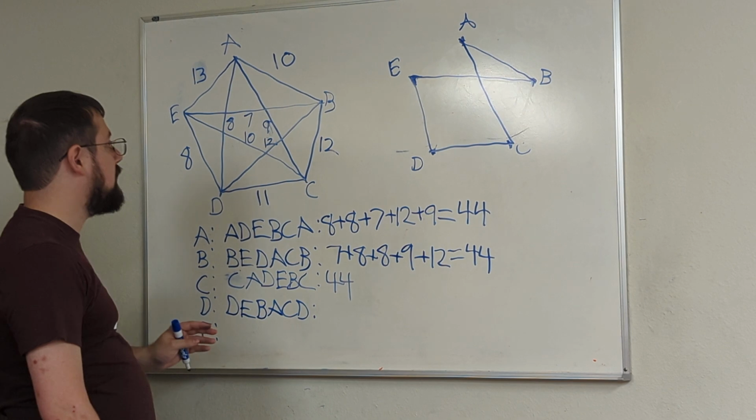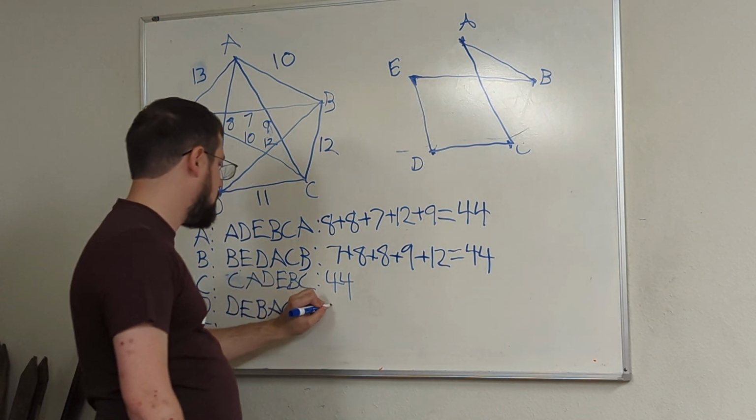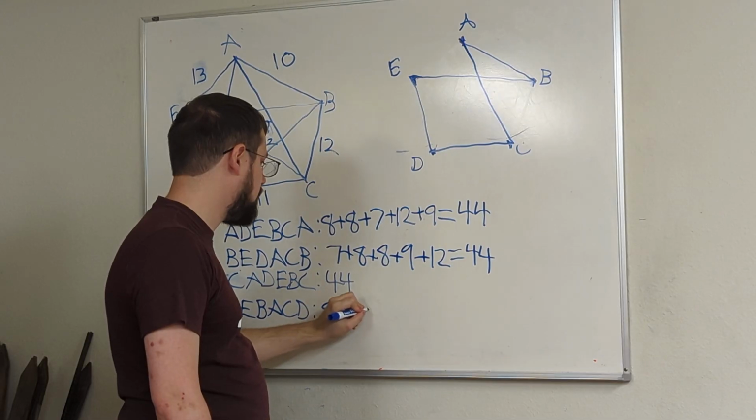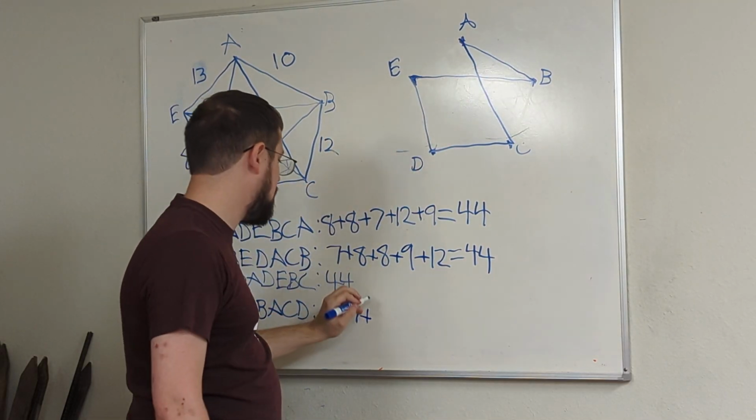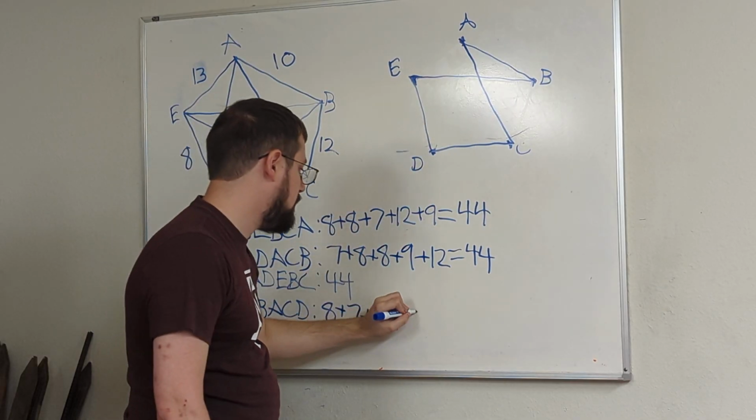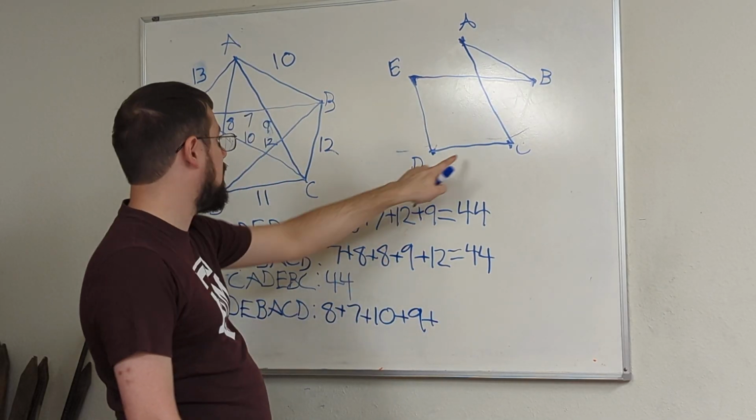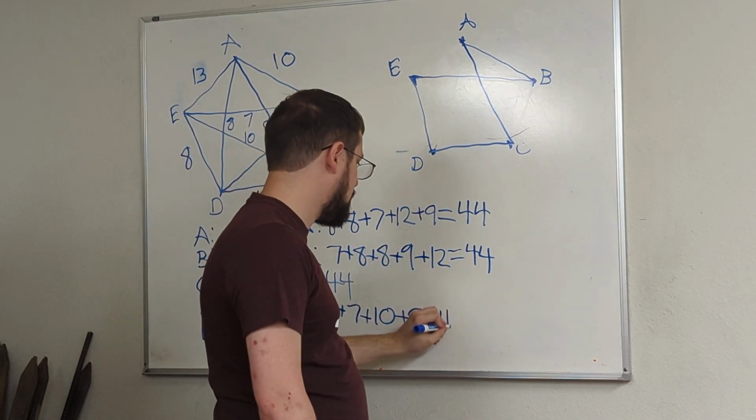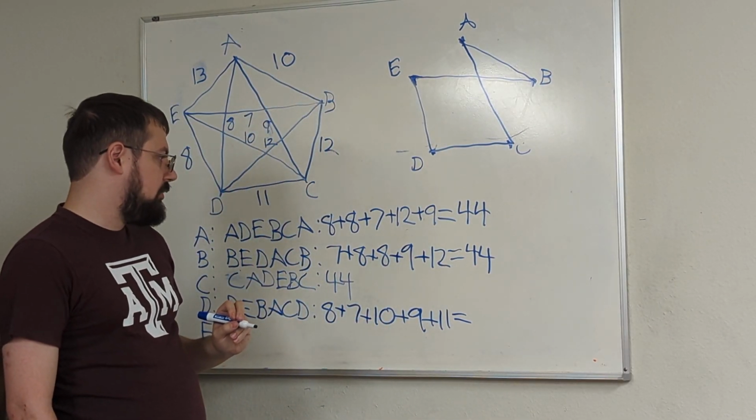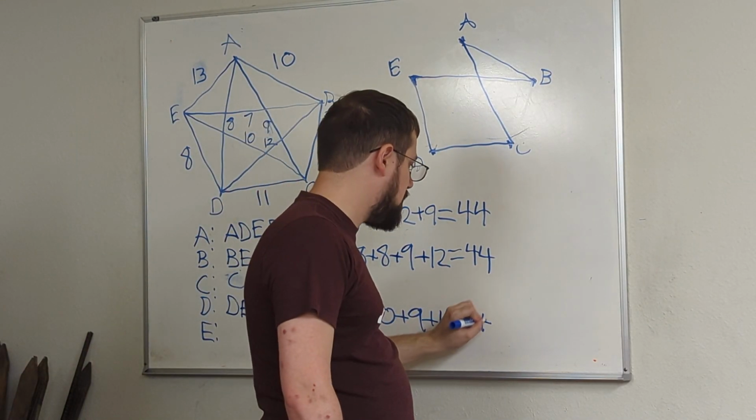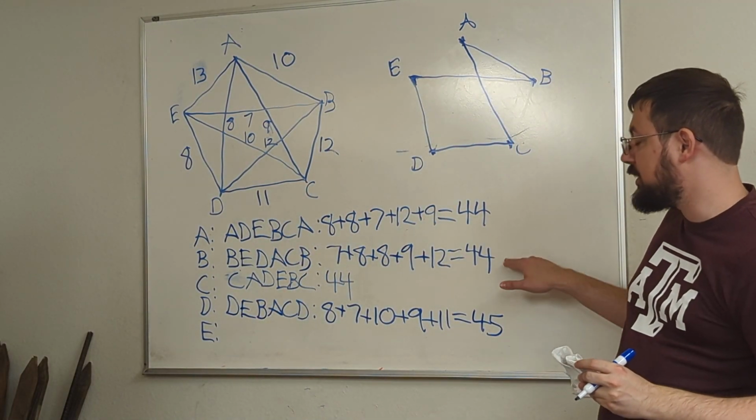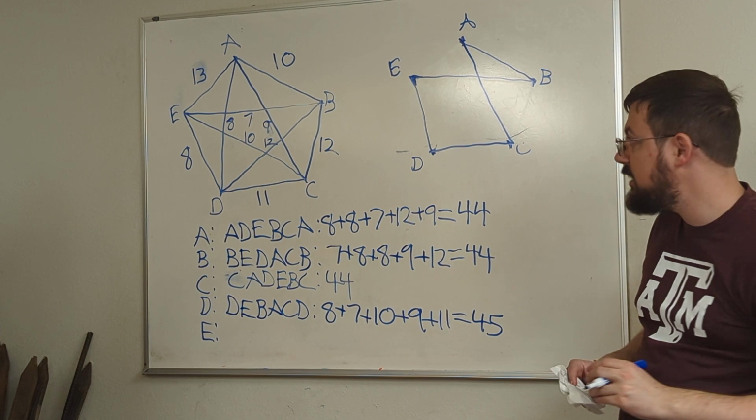And our total weight for this is going to be 8 plus 7 plus 10 plus 9 plus 11. So this is going to give us a total of 45. As it turns out, this is actually slightly worse than the ones that we got for A through C.